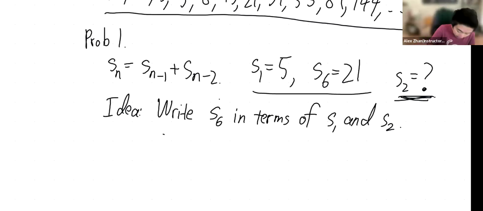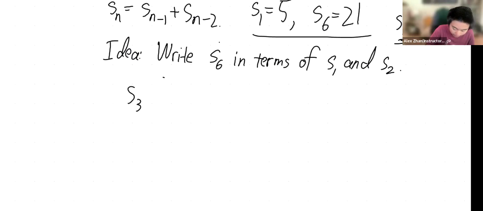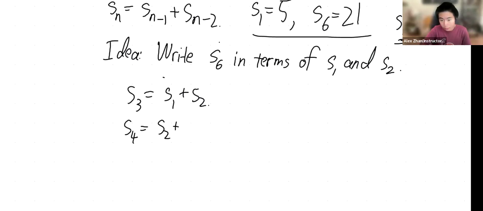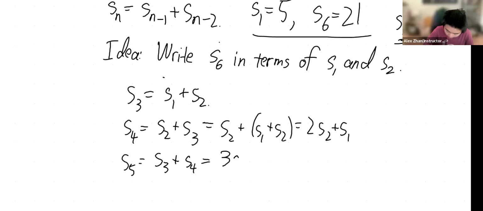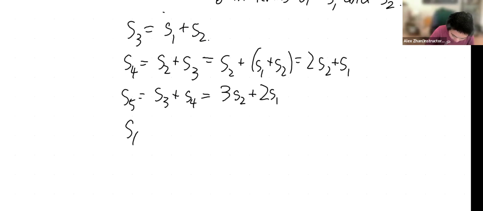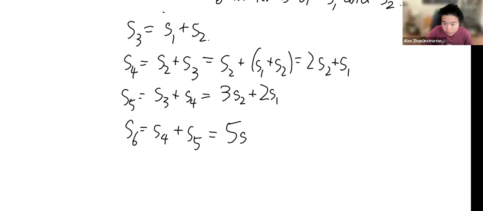So what we will first do is S3 equals S1 plus S2. Then S4 equals S2 plus S3, because of the way the recursion is defined, and this is equal to 2S2 plus S1. Then S5 equals S3 plus S4. We sum these up and get 3S2 plus 2S1. Then S6 equals S4 plus S5, which equals 5S2 plus 3S1.